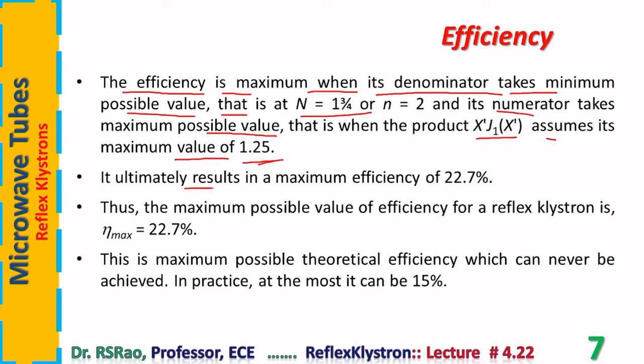It ultimately results in a maximum efficiency of 22.7%. But note, 22.7% is the figure which we found on paper, which is obtained theoretically. In practice, it is not that much. It is around 15%. The conclusion is theoretical possible maximum efficiency is 22.7%.